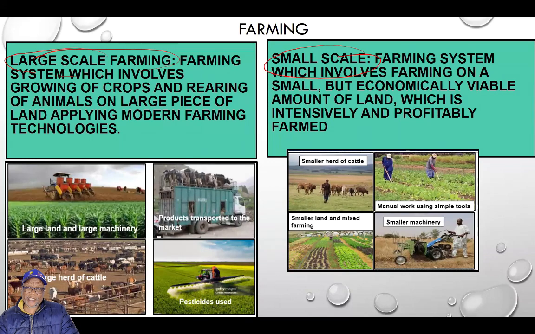And because large land is used, there is a need for large machinery. The production is also large, because you can see there's a lot of cattle being taken from one place to another. We have large herds of cattle, there's a use of machinery, and pesticides are being used here. So these are the characteristics of large scale.